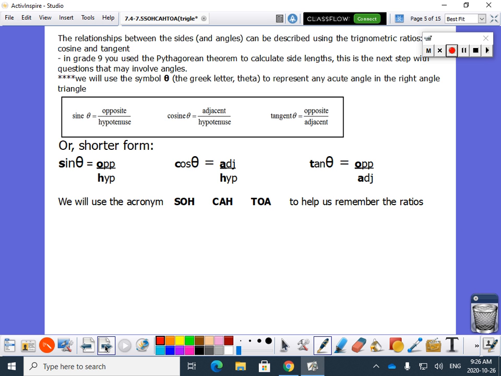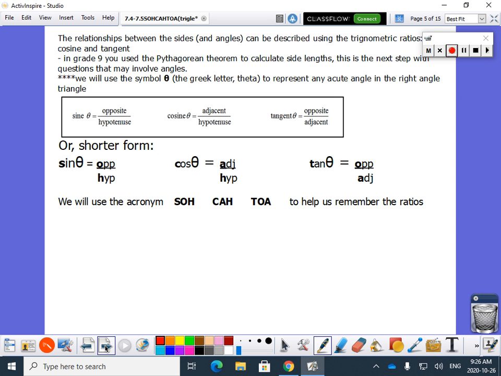in order to be able to determine side lengths and angle measures. So it says here, we will use the symbol theta, the Greek letter, to represent any acute angle in the right angle triangle. So this little sign here, guys, represents theta. That theta is really representing the angle in a triangle. And we're going to do practice questions with this. Until we do a practice question, it's not going to make complete sense. But this theta here is always going to represent the angle that you're dealing with in the question.